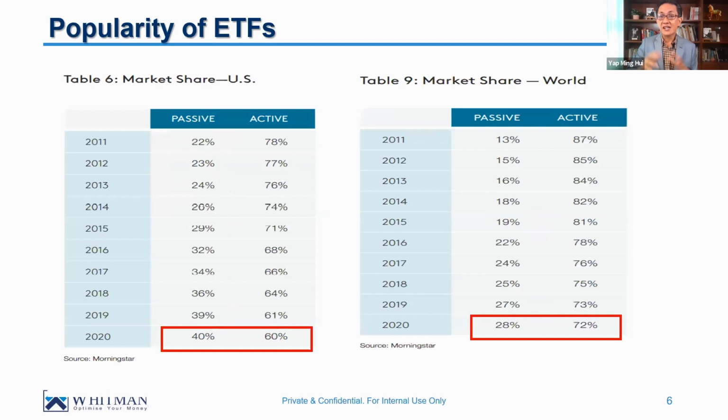But if you look at the market share, we can see that active fund management still has a bigger share compared to ETF. In the world, active fund management has about 72% compared to passive management of ETF at 28%. So basically, yes, ETF is growing very fast, but active management still dominates the market.